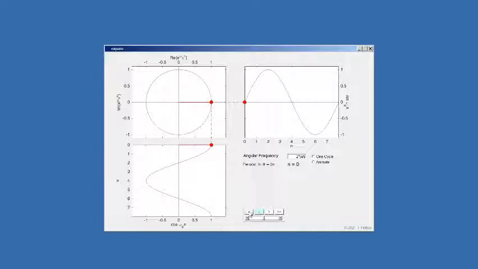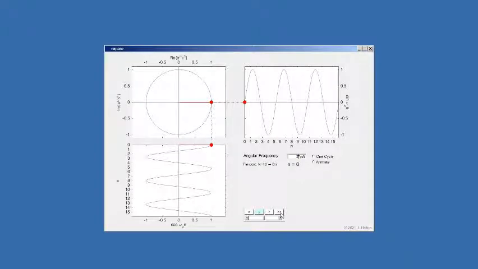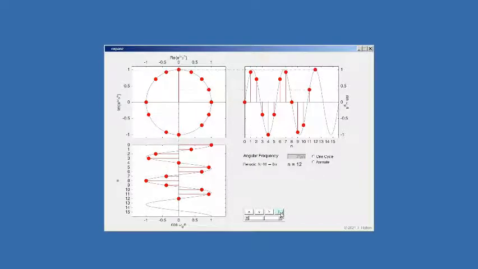You can use this program to show that discrete time complex exponential and sinusoidal sequences are only periodic if the angular frequency is a rational multiple of pi. For example, let's set the angular frequency to 3 pi over 8 and run the animation. Because 3 pi over 8 is equal to 6 pi over 16, the sequence is periodic. It goes through 3 rotations of 2 pi in 16 points.